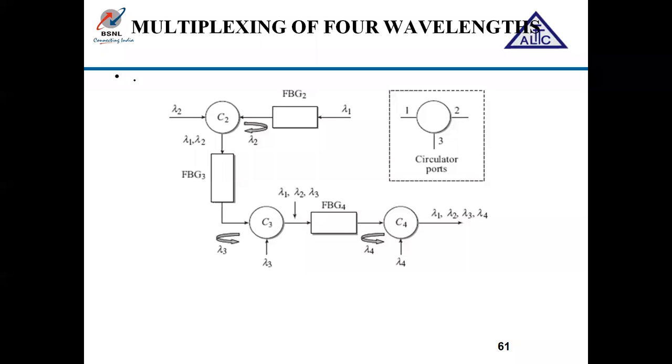It is very clear. If you just see here, one wavelength, say lambda 2. This is the converter, multiplexing lambda 1 and lambda 2. This one is lambda 1, this is lambda 2. These two are multiplexed in the circulator port, lambda 1, lambda 2. Then again FBG, here we get lambda 3. Then lambda 1, lambda 2, lambda 3 are multiplexed. Here we have lambda 4. Then lambda 1, lambda 2, lambda 3, lambda 4 are multiplexed. So this is the procedure of four wavelength multiplexing.